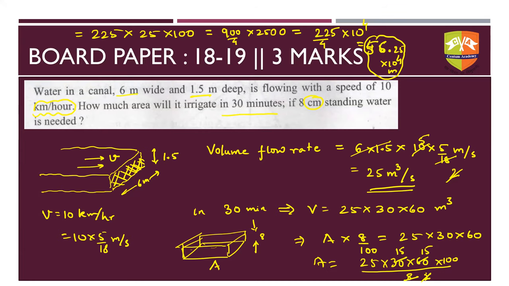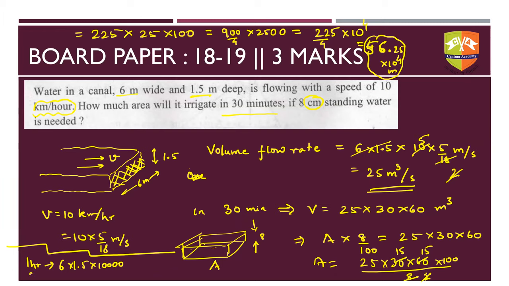Most of you have got it. Yes. Is it okay? So what Akshita was saying is you first calculate. Akshita, correct me if I'm wrong. You said in 1 hour, how much water? So in 1 hour, 10 kilometer, 10,000 meters. So in 1 hour, this is also correct. Actually, easy also. So in 1 hour, how much water? 6 into 1.5 into 10,000.